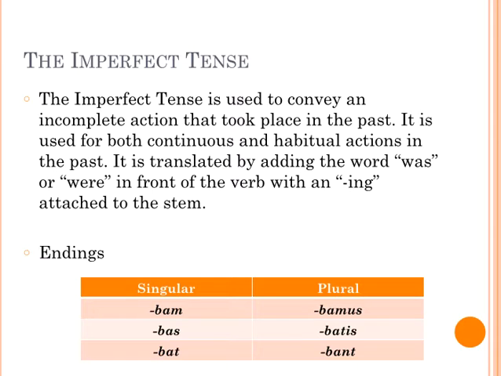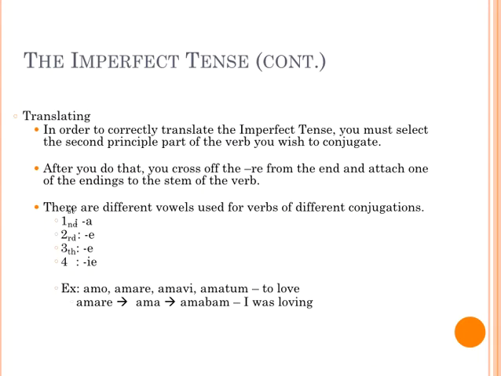The imperfect tense. The imperfect tense is used to convey an incomplete action that took place in the past. It is used for both continuous and habitual actions in the past. It is translated by adding the word was or were in front of the verb with an ing attached to the stem. The endings are as follows: bam, bas, bat, bamus, batis, bant.